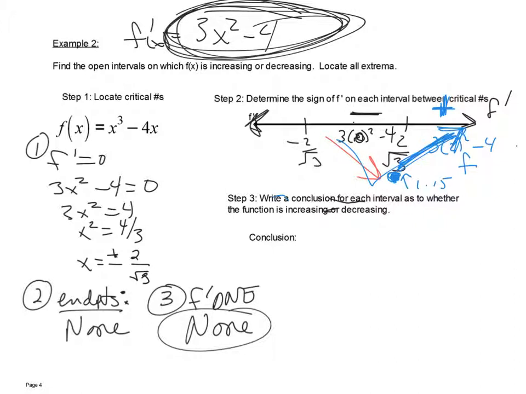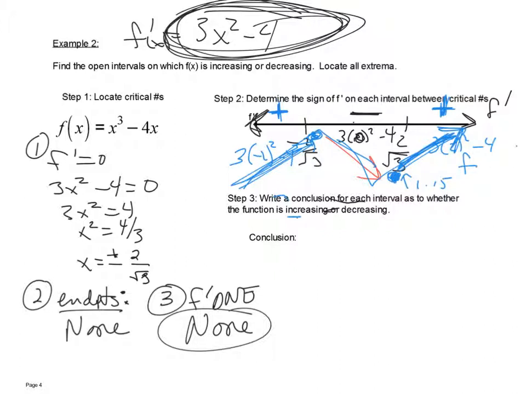Now, over here, I'm going to substitute in negative 2. So 3 times negative 2 squared minus 4, that's again positive, because it's 12 minus 4. So I've got a positive derivative, positive slope, so I must be increasing. So my critical point right here must be a local max. All right, so we need to write our conclusion, and it's really important that we write each chart really carefully.